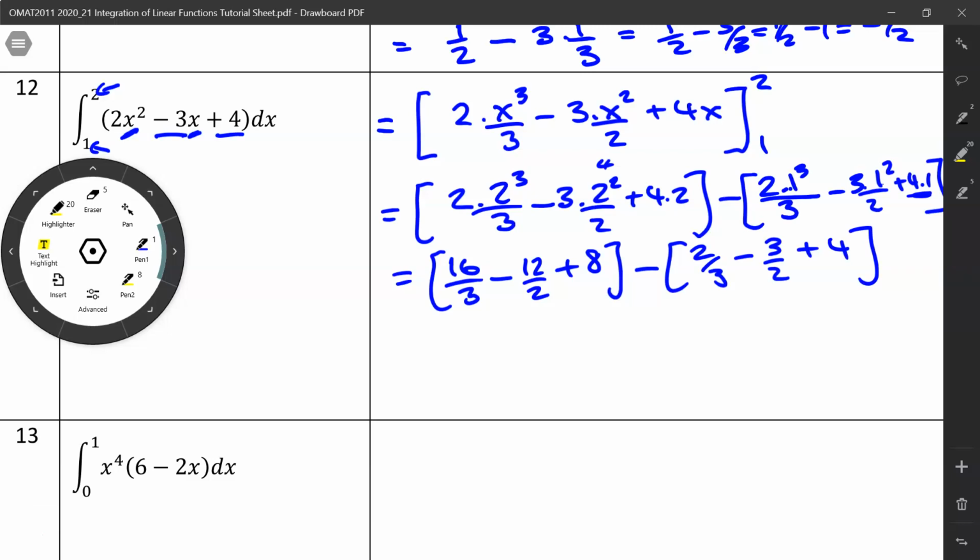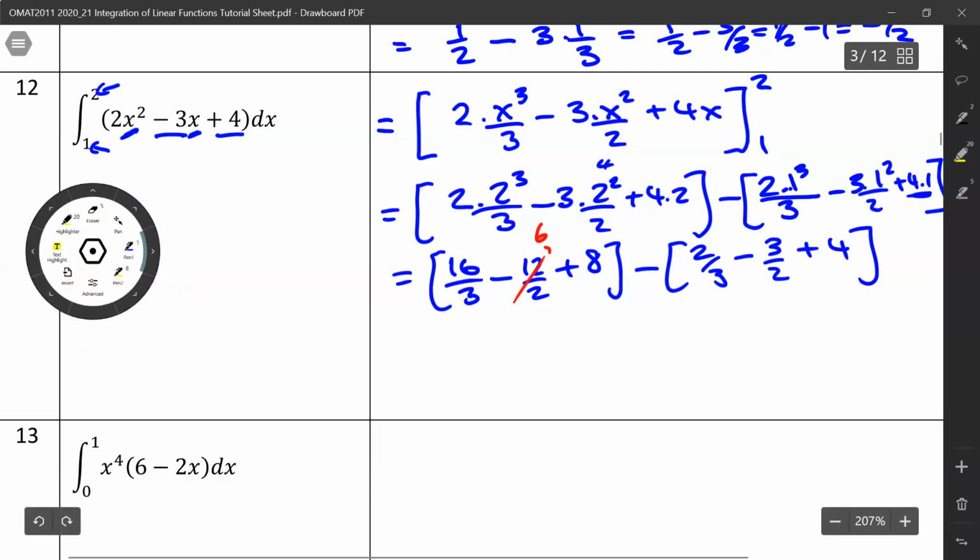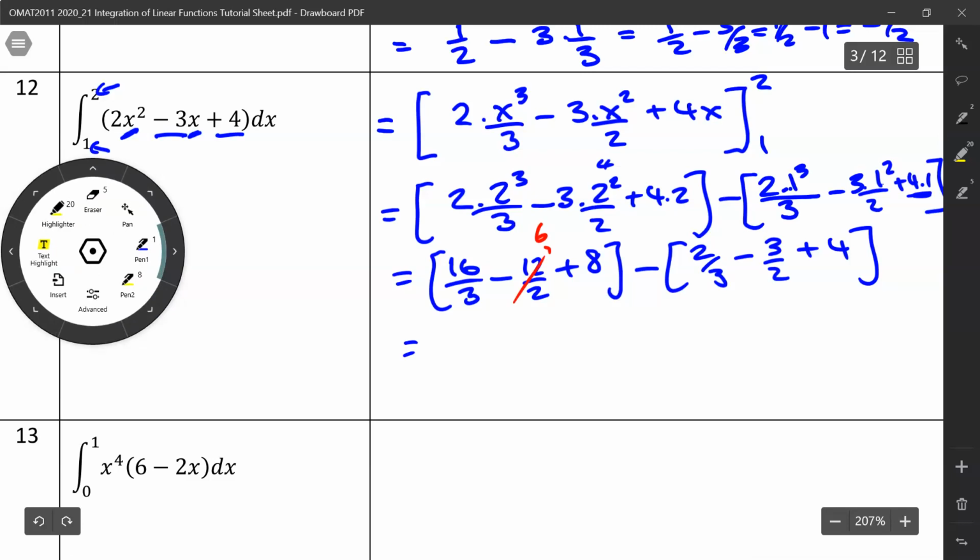Now I can put everything here over 6. This one here is going to go to, obviously 2 into that goes to 6. So if I put everything over 6, I think I'll put everything over 6 because I'm going to have 6 over here anyway. So three goes into 6 twice. 2 times 16 is 32. 2 goes into 6, I won't bother. I'll leave this as it is because I'm putting it all over 6 anyway.